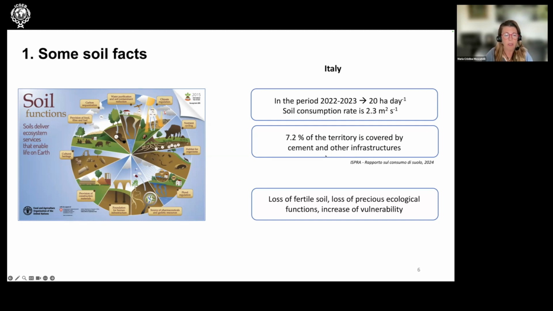So this means that we have lost all these precious functions, not only the provision of food, which is the one that everybody knows, and even not everybody. If you ask the general public, ordinary people, sometimes they don't even think about this important function of soil. But then there are all the others that most people do not even know. So we lose all these functions if we lose soil.